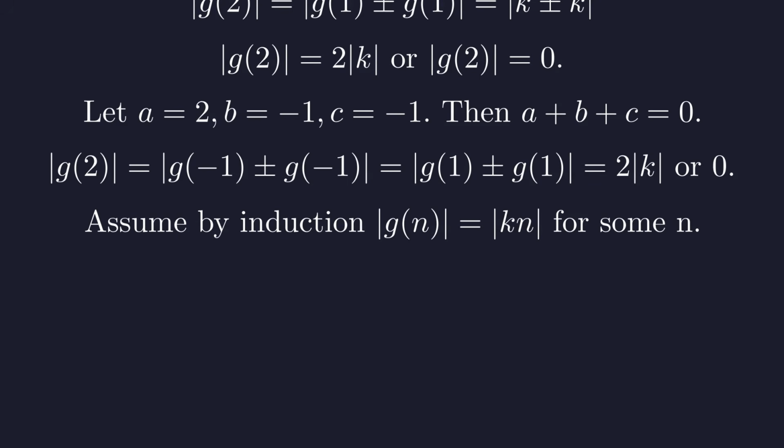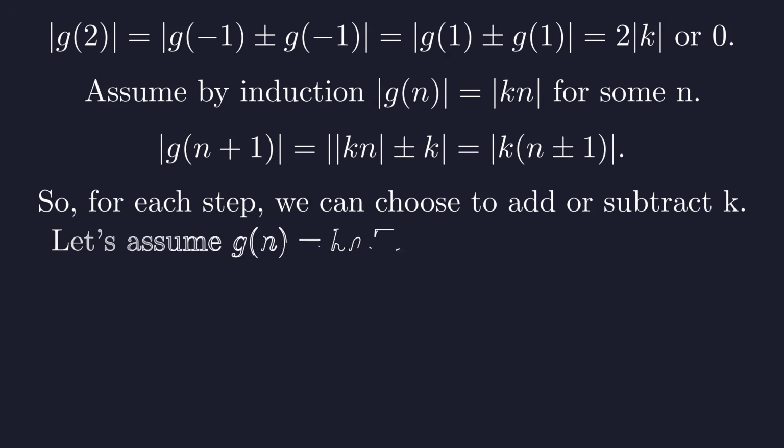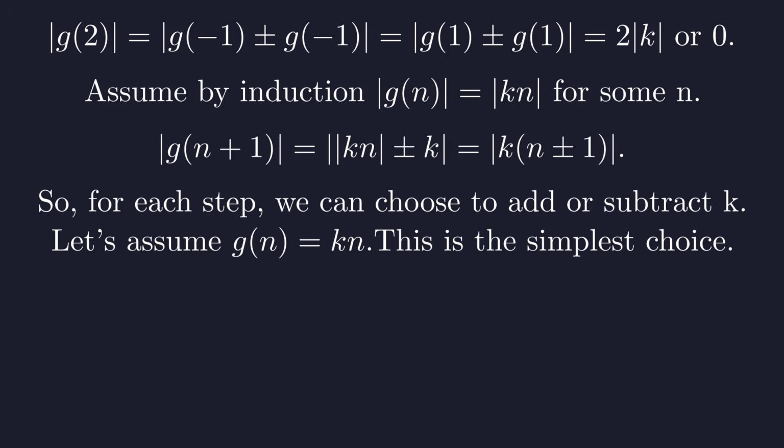Let's proceed by induction. Assume that the absolute value of g of n is the absolute value of k times n for some integer n. Our recurrence relation connects g of n plus 1 to g of n. The absolute value of g of n plus 1 must be the absolute value of the absolute value of kn plus or minus k, which is the absolute value of k times the quantity n plus or minus 1. This implies that at each step, we are either adding or subtracting k. The simplest function that satisfies this property is g of n equals k times n for all n.